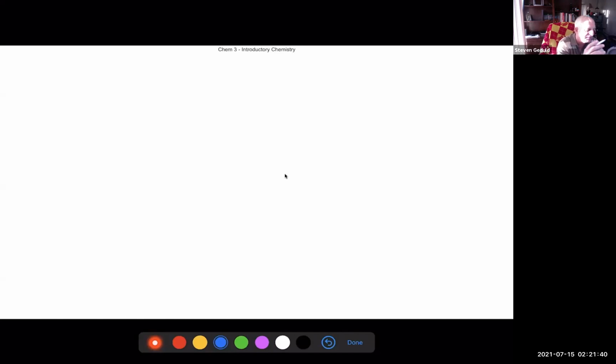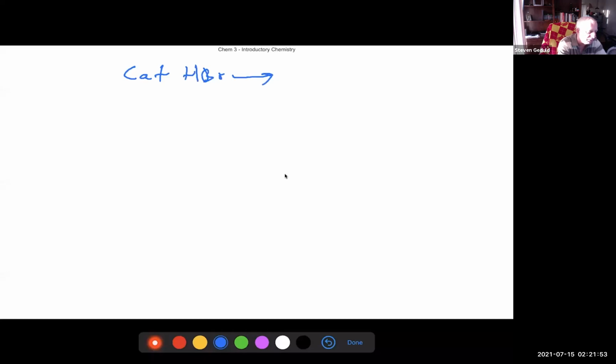So it says calcium metal. Calcium metal is Ca. Plus hydrobromic acid, HBr, react to form calcium bromide. Calcium is plus 2, bromine is minus 1. So CaBr2 using crisscross. And hydrogen gas. Okay. We just converted English into chemistry.